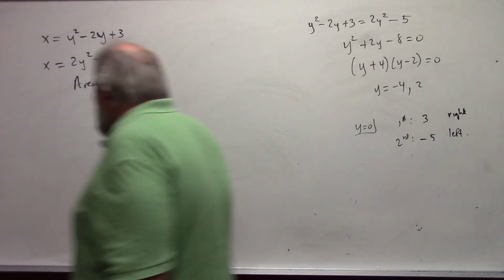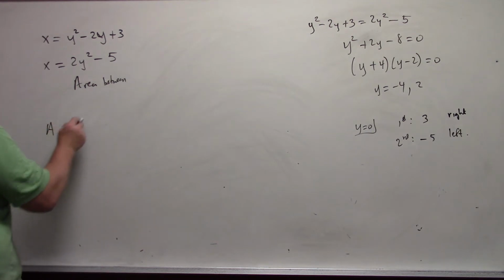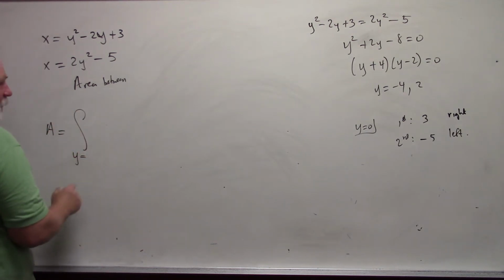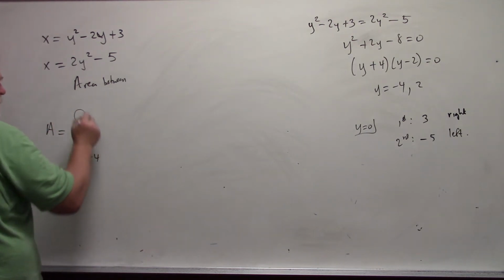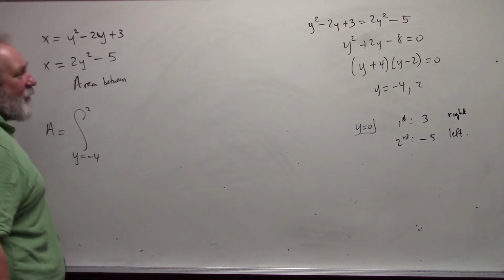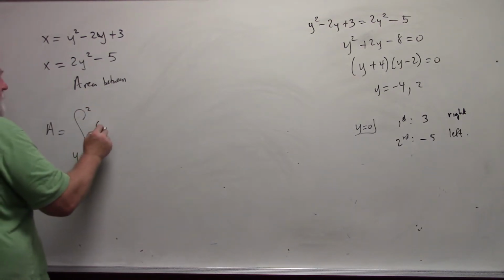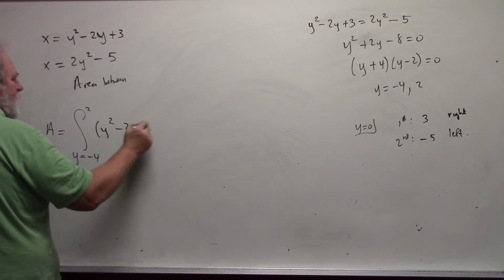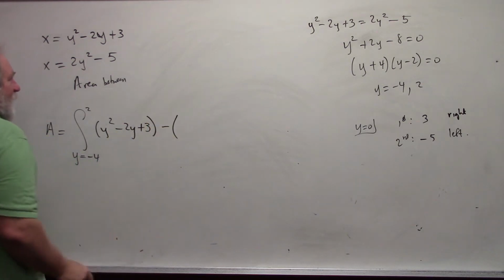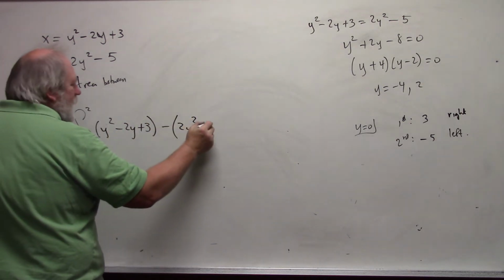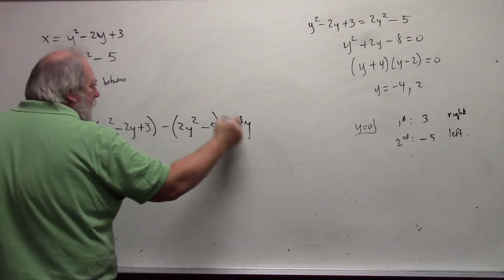And so my area then becomes the integral from y equals negative 4 to 2 of the right function, y squared minus 2y plus 3, minus the left function, 2y squared minus 5, dy.